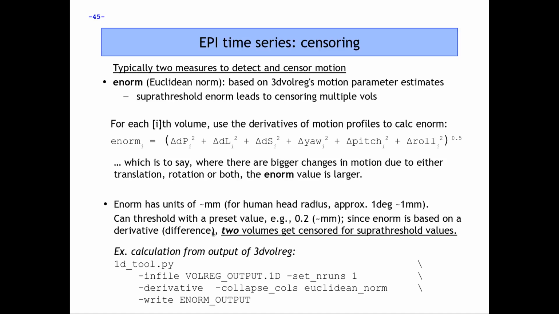because we don't know whether motion occurred in one or the other or both. And actually, a lot of times it's very hard for motion to be constricted to just a single volume. So it often does occur over a larger time interval than would be acquired for just one volume. So anyways, when we're censoring based on enorm, we censor two values because it's based on the differences of these parameters.